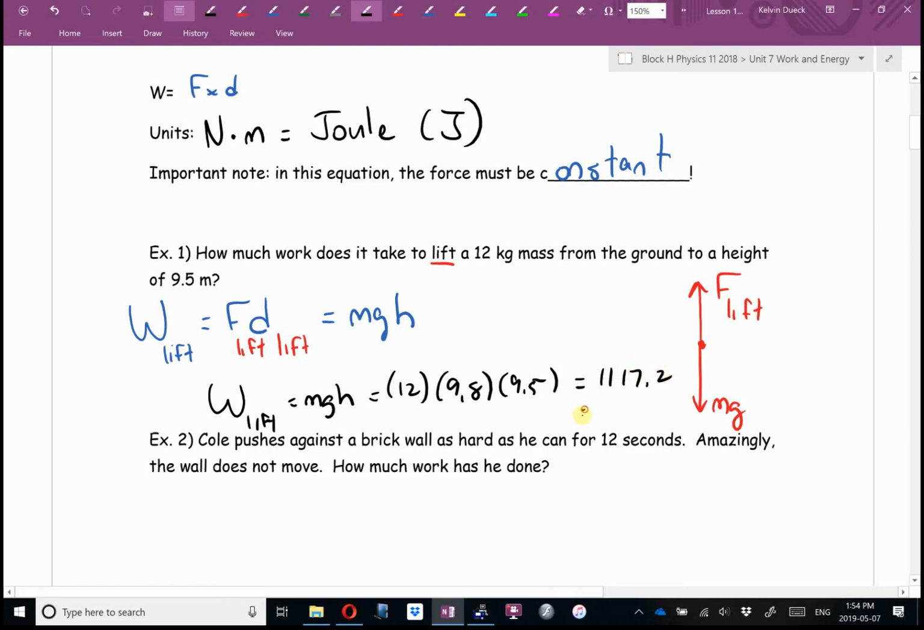1117.2. And I'd probably write that as 1,120 joules if it was multiple choice. Units, joules. Okay. So all of you can pull off about 1,000 joules of work. Your homework's going to be every question.